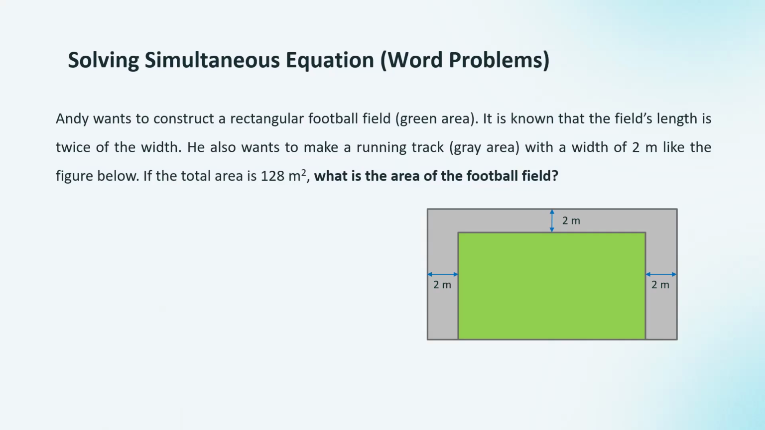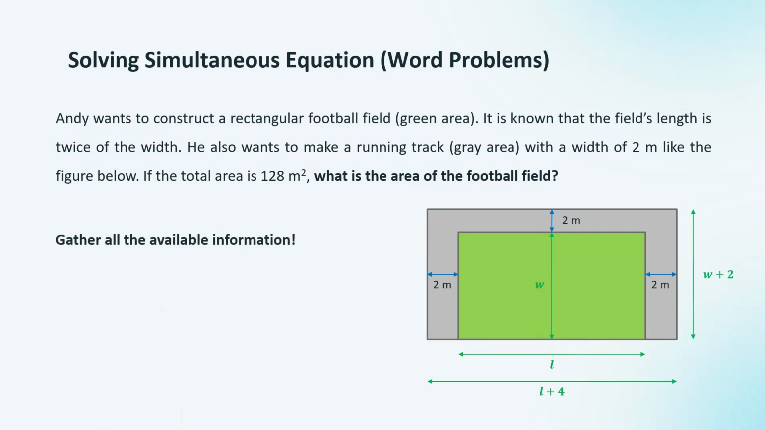So again, we can try to see the illustration where the green part is the football field and the gray part is the running track. We can try to denote its length and its width first. Let's just say that the length of the football field is L and the width of the football field is W. That means we know that the total length should be L plus 4 and the total width should be W plus 2. Okay?